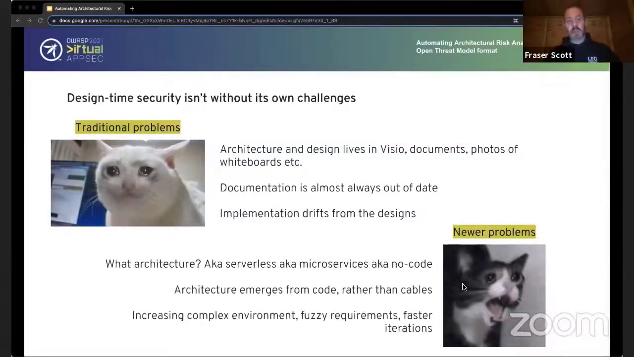But there are some other newer emerging challenges with this whole architecture thing. What happens when the architecture disappears and you have things like serverless, where you're just deploying chunks of code? All of the infrastructure that runs that has sort of evaporated. And the same kind of thing with microservices and things like low code and no code. So what happens is the architecture starts emerging more from the code rather than from the cables. We don't have to worry about the underlying infrastructure anymore, because we've sort of built on top of that, but we do have to worry about how things are connecting at a different level.